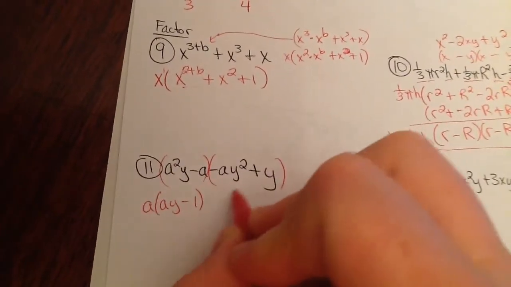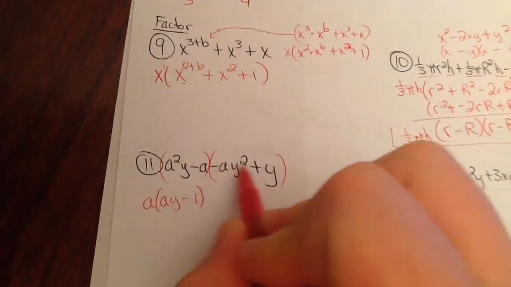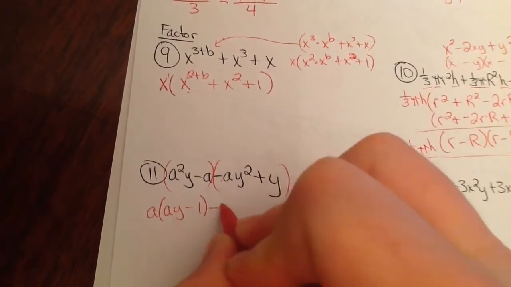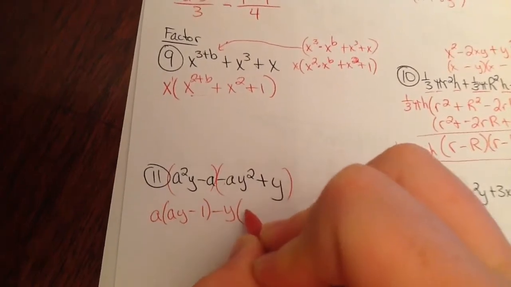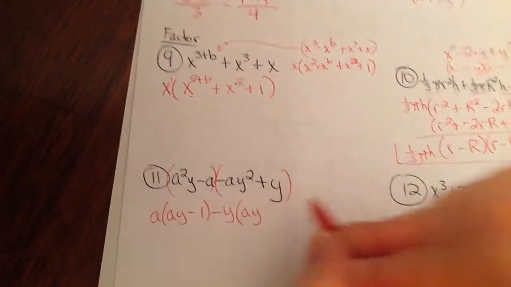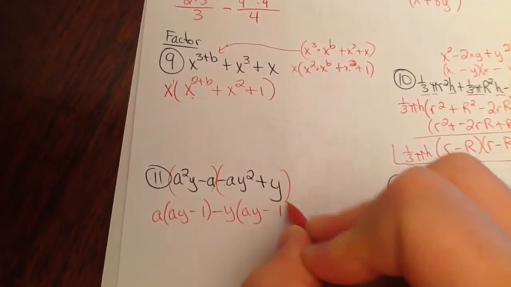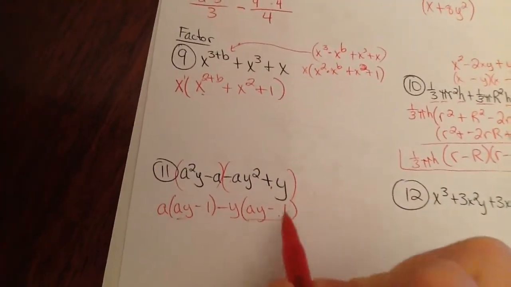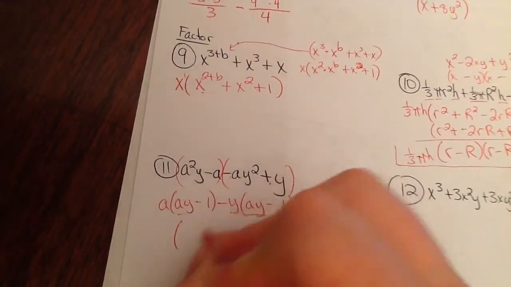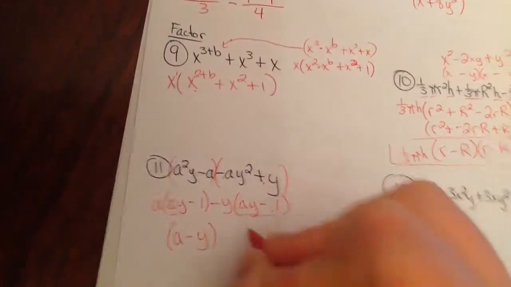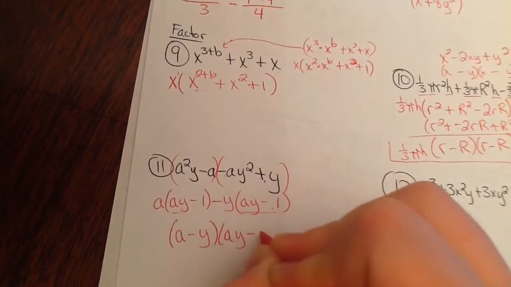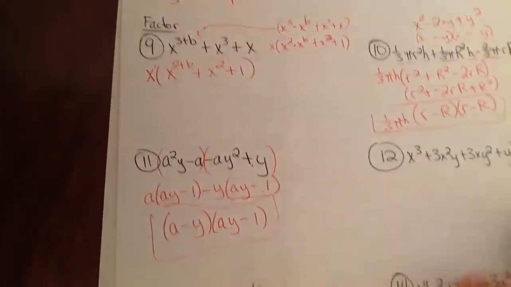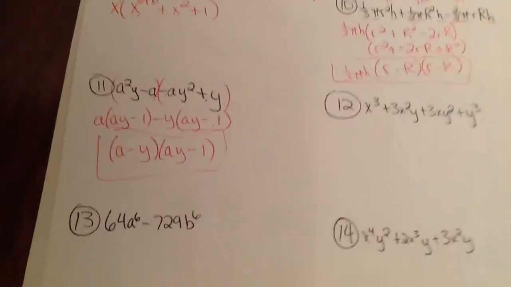Those have a y in common, but I can also see my signs will be switched. That front one's negative and that's positive, but I want positive and negative, so I better pull a negative y. So negative y times ay is that, and minus 1. Negative y times negative 1 is positive y. Parentheses match, so it worked. So I got a minus y times a y minus 1. And that would be all, because those are not factorable anymore.